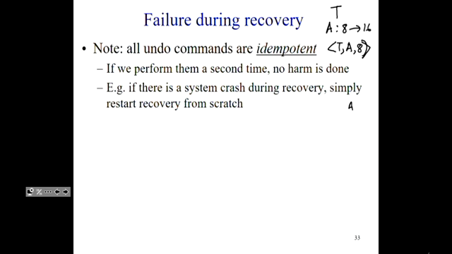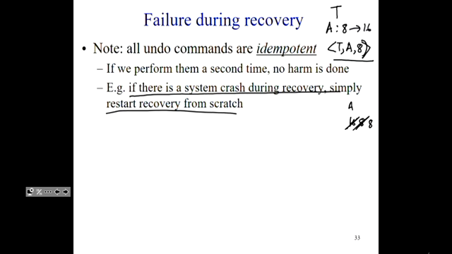So when you process this log record and T did not commit, you can change this value of 16 to 8, right? But on the other hand, if T had not yet updated the value of A from 8 to 16 and it was still 8, even if you change this value from 8 to 8, it's still going to give you the same thing. So basically, these undo commands are idempotent. If you undo something that was already okay to begin with, no harm is done. And also, if there's a system crash during recovery, you can simply restart recovery from the crash. That's another side effect of this.